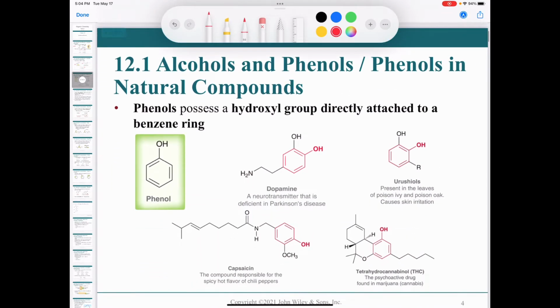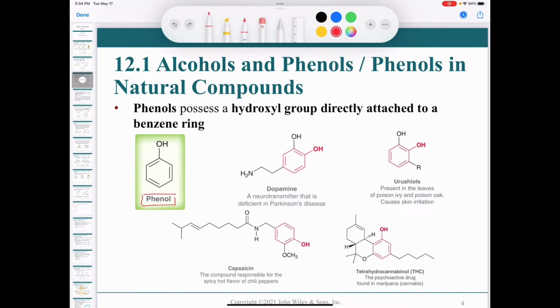Well, if we put a hydroxyl group and we directly attach it to a benzene ring, we get what is called phenol. And phenol is also one of the focuses of Chapter 12, and you can see that phenols are also found in a wide variety of compounds. Your eye might be drawn to this one down here in the bottom right. This is THC, tetrahydrocannabinol, and you can see that it has a phenol group in it. So this is THC, which is the psychoactive ingredient or component of marijuana.